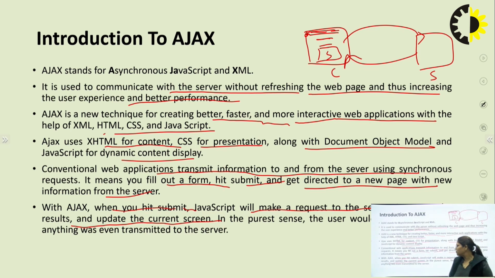So with Ajax, when you hit this submit button, JavaScript will make a request to the server. It interprets the results and updates the current screen only. So in a pure sense, the user would never know that anything was even transmitted to the server. We cannot even see how the page is refreshed.